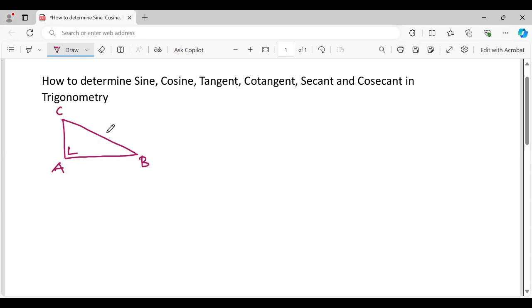Firstly, I will begin with the understanding of adjacent, hypotenuse, and opposite of an angle. For example, if angle alpha is here, it means AC is the opposite of this angle, AB is adjacent, while BC is the hypotenuse.